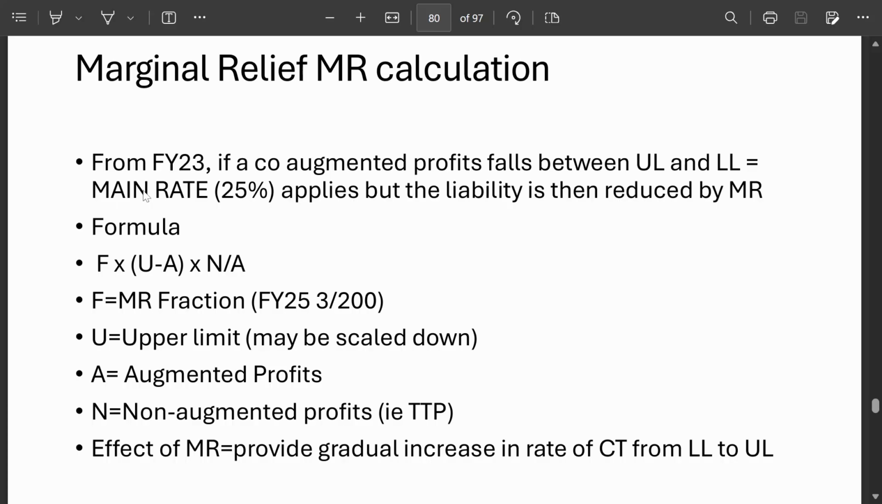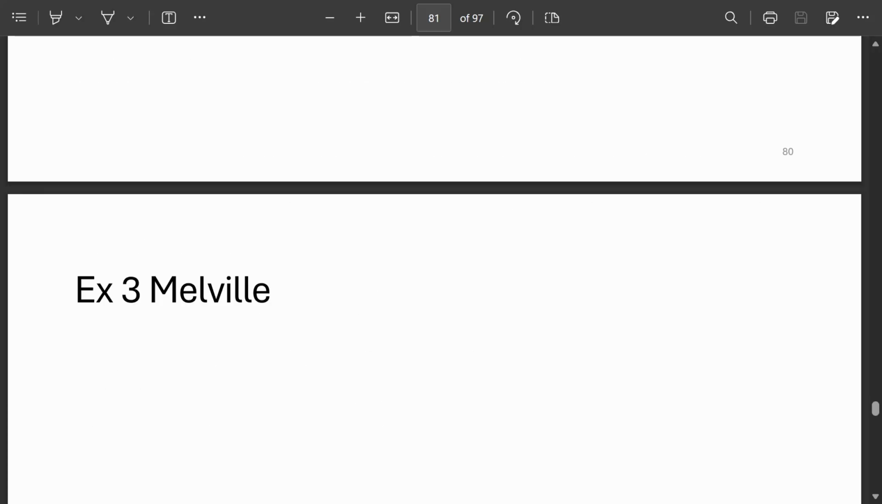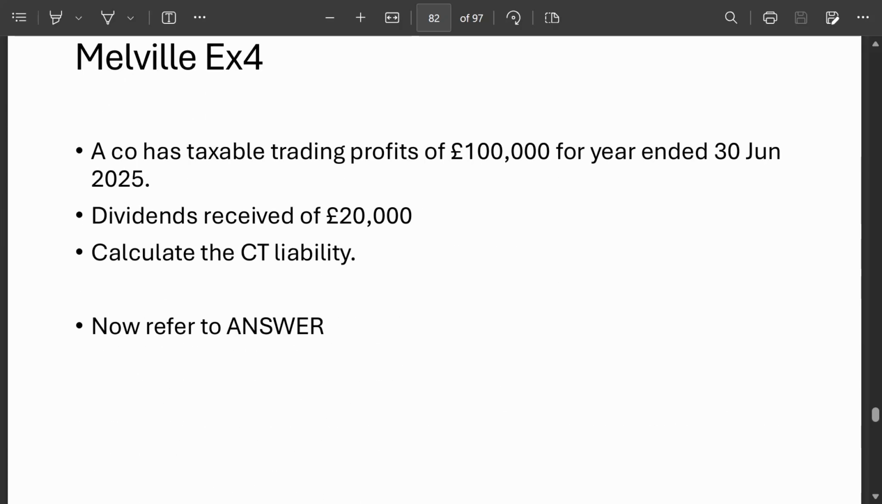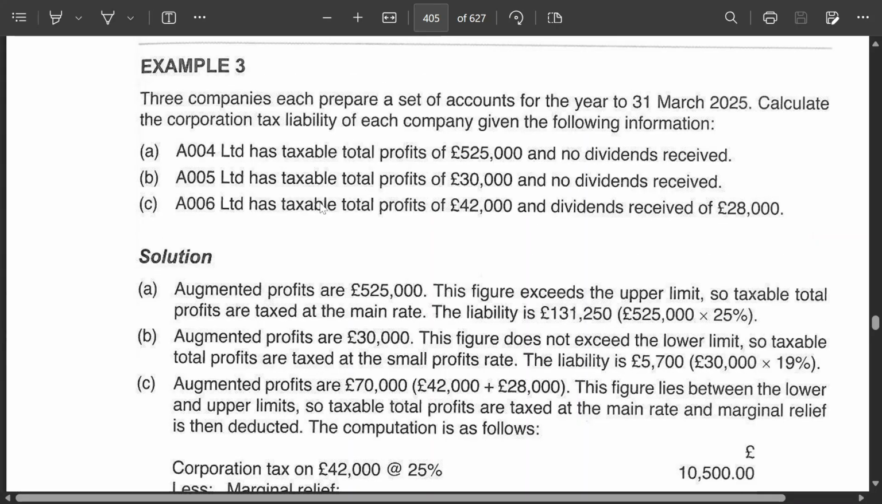So basically, if your augmented profit falls between the two bands, then you will be charged at 25%, but you will get some marginal relief. How much marginal relief? That's the formula. So let's look at this example 3 in Melville. Okay, so let's look at example 3. All right, let's look at this.